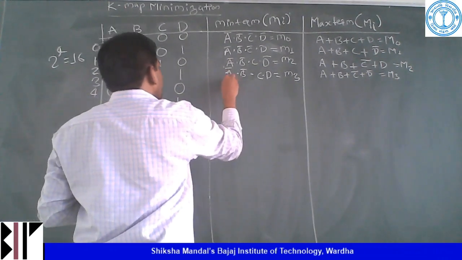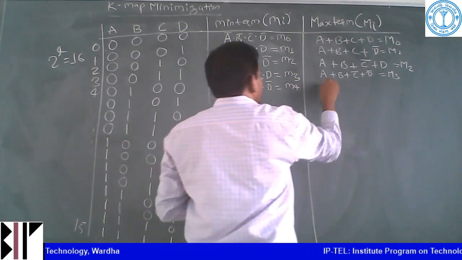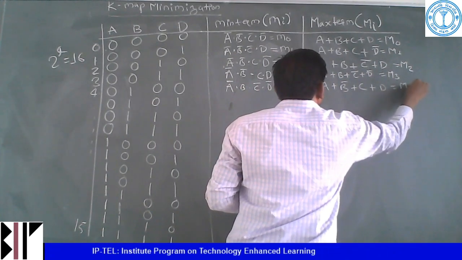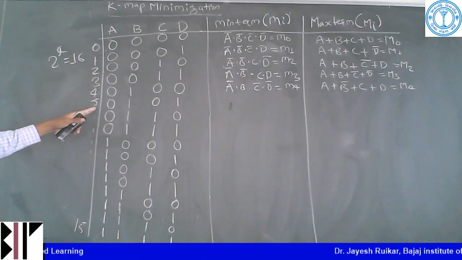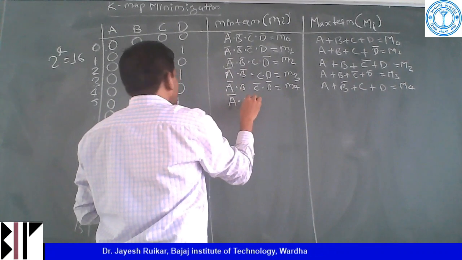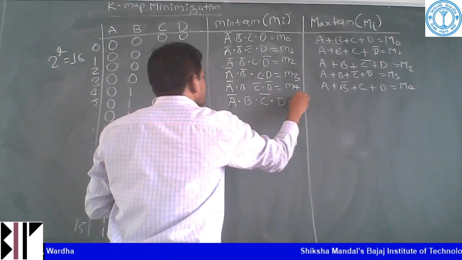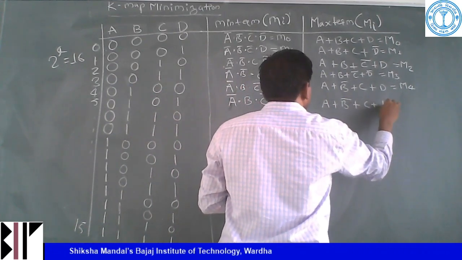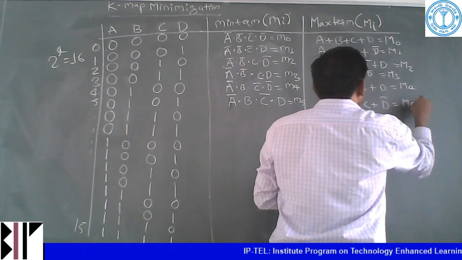That means A bar dot B dot C bar dot D bar is equal to my small m4, and then A plus B bar plus C plus D is equal to capital M4 in terms of max term. Then this is the fifth, in terms of decimal 0, 1, 0, 1. So A bar dot B dot C bar dot D, this is my m5. Then A plus B bar plus C plus D bar is equal to my max term M5.